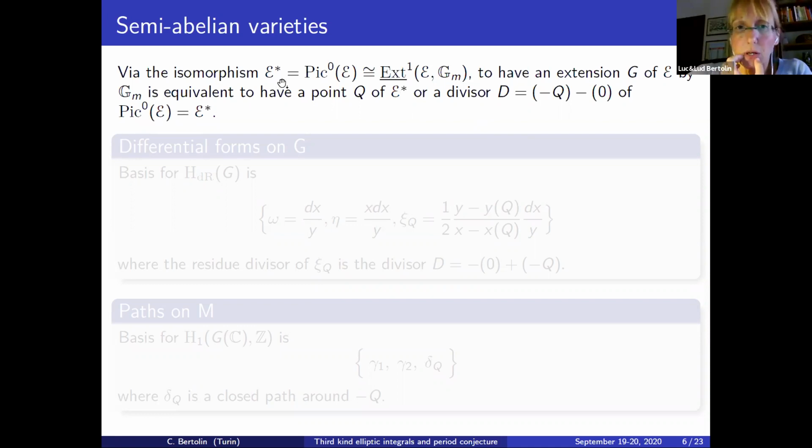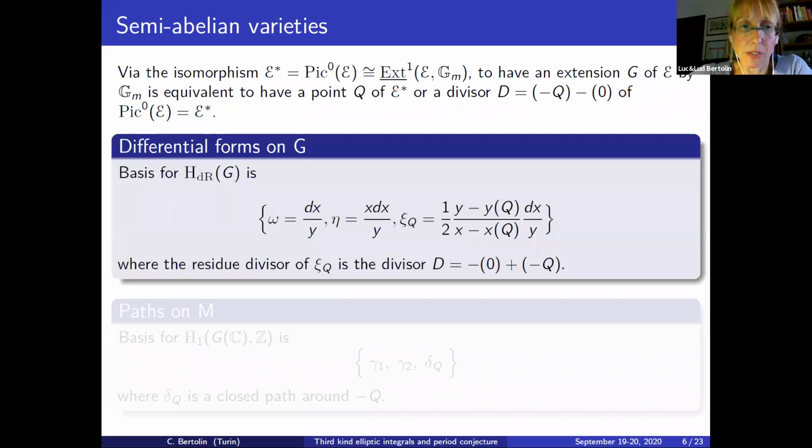So our extension G of E by G_m in fact corresponds to a point Q of E star, or to a divisor D equal to minus Q minus zero of Pic^0 of E. And here you can make the link with the divisor of the elliptic logarithmic differential of Serre's function. This will be the link that we will see now.